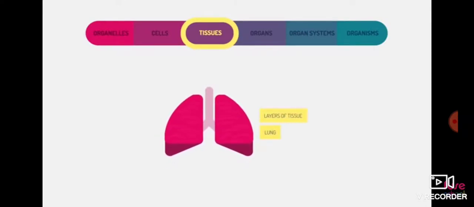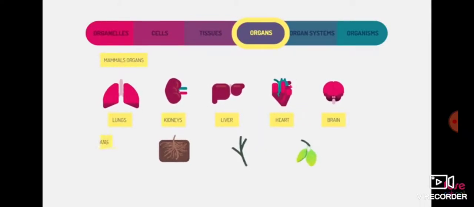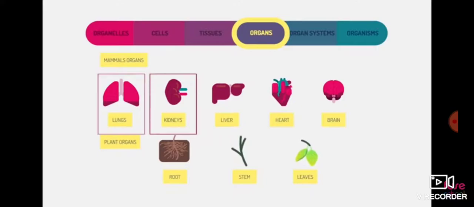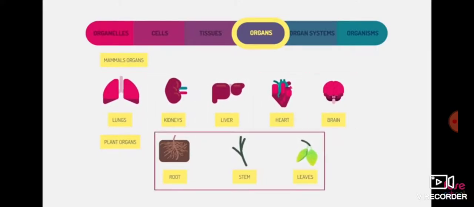When there are layers of tissue working together, they form an organ. Organs are specialized to carry out specific life processes. All animals contain organs. In fact, mammals have 5 vital organs that they cannot live without: lungs, kidneys, liver, heart, and brain. But plants have organs too.